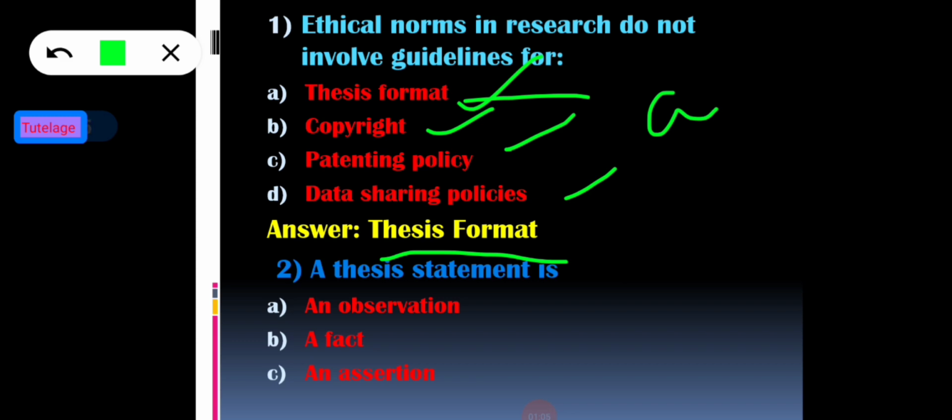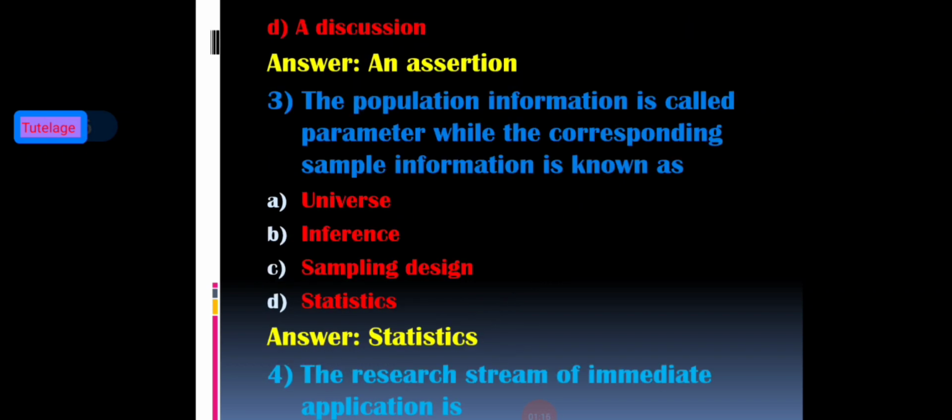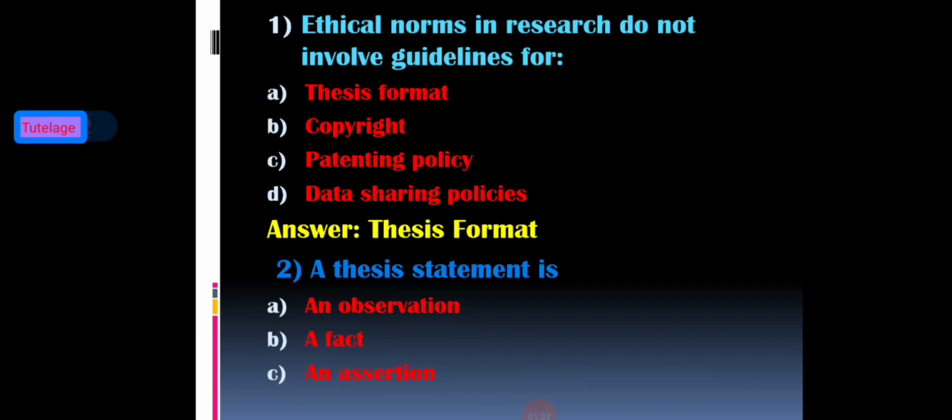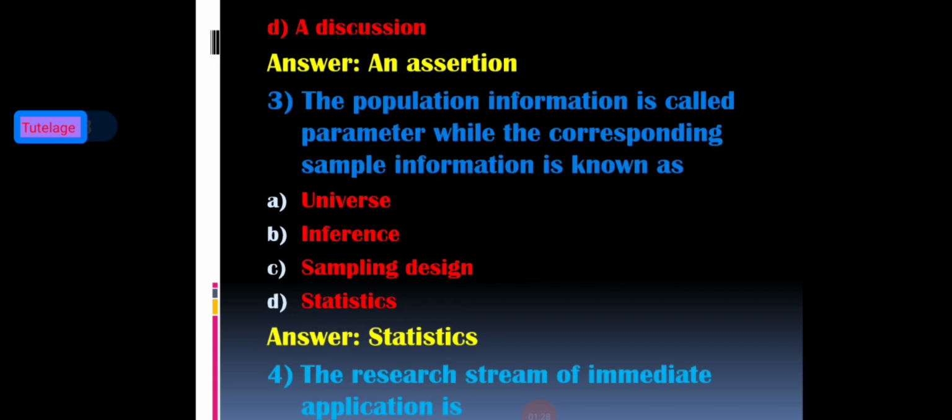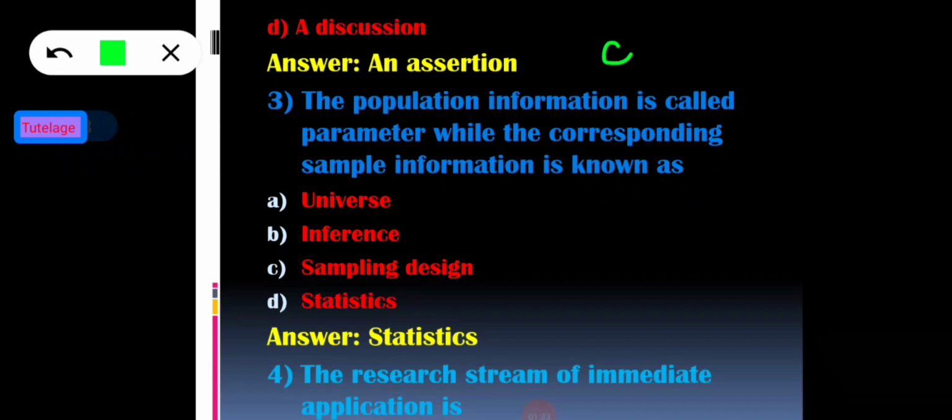Now going to the second question: a thesis statement is an observation, a fact, or an assertion. Now move on to the next slide. The thesis is a discussion, so obviously the thesis statement is basically an assertion. So option C is the correct answer.